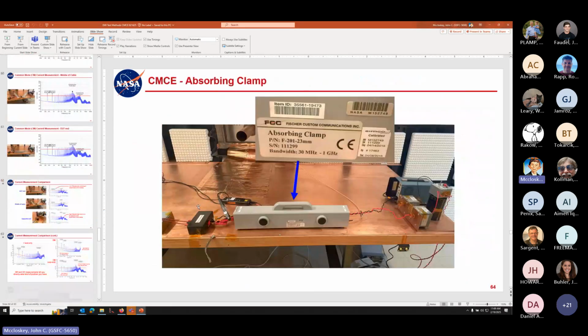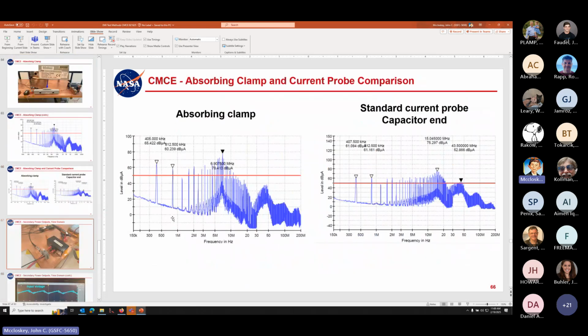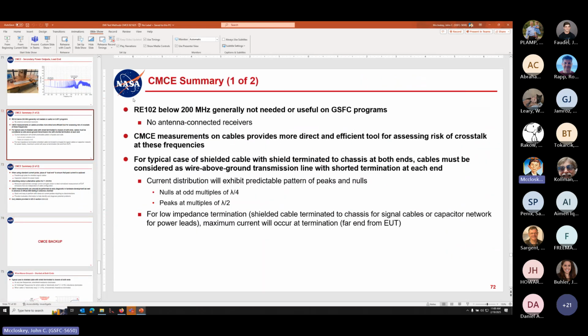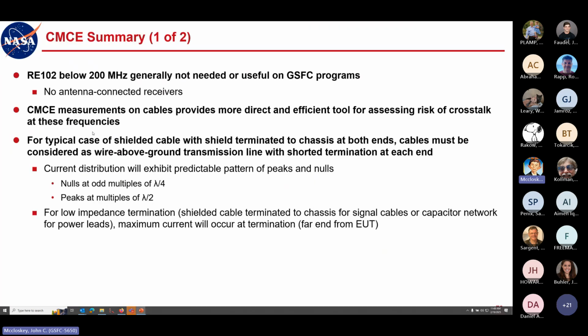So that brings me pretty much to the finish, at least for this portion. Just a couple summary statements. We don't generally do RE102 below 200 megahertz. It's not needed or useful in Goddard programs. We do common mode conducted emissions measurements on cables. That gives us a much more direct and efficient tool for assessing the crosstalk risk at those frequencies.